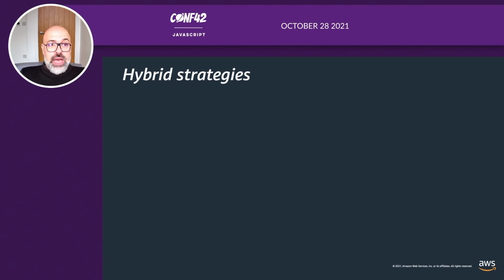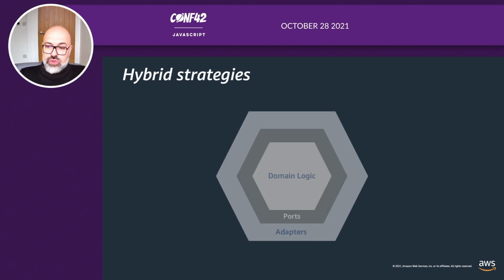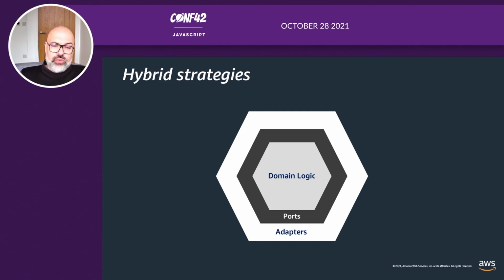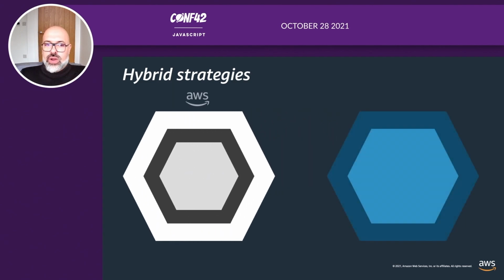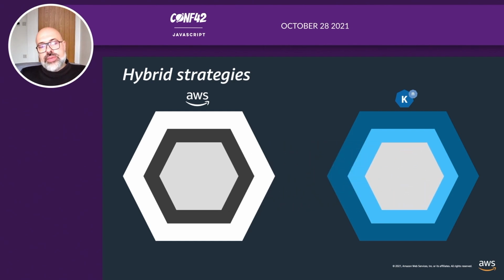Another approach could be hybrid strategies. Imagine that you have some workloads that have to live on-prem and on cloud. In that case, what you could do with Hexagonal architecture is something like this. You can have your Hexagonal architecture running on AWS with Lambda, and then you may want to use Knative that is running maybe in AWS or on-prem. And the business logic will remain the same.